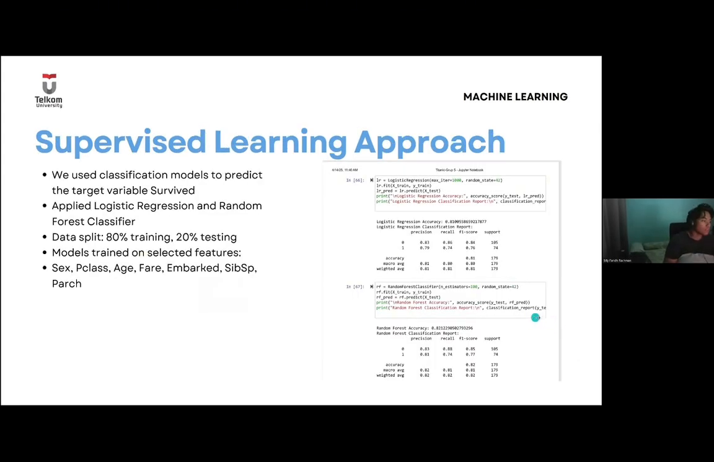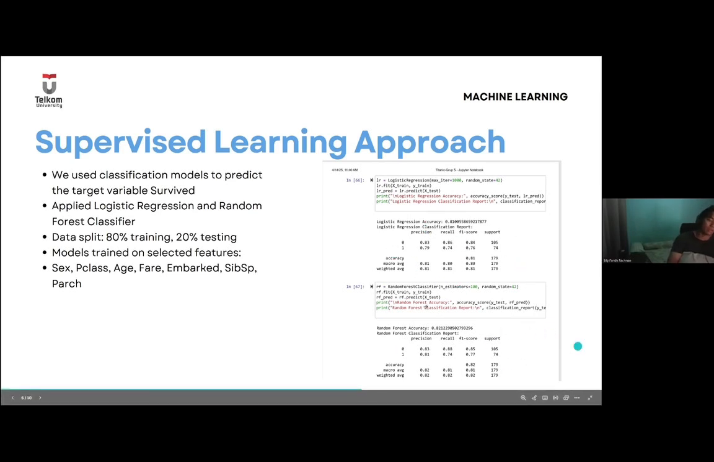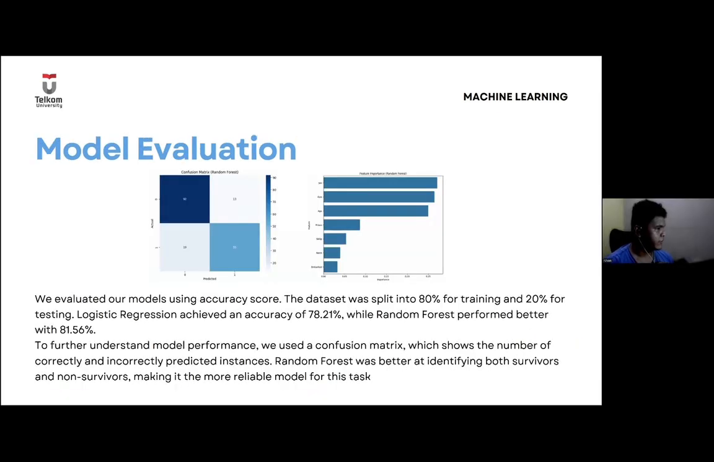We use classification models to predict the target variable Survived, and we apply logistic regression and a random forest classifier. We have a data split with 80% training and 20% testing. Models are trained on selected features: Sex, Pclass, Age, Fare, Embarked, SibSp, and Parch. So as we can see in this data right here. Okay, next slide.